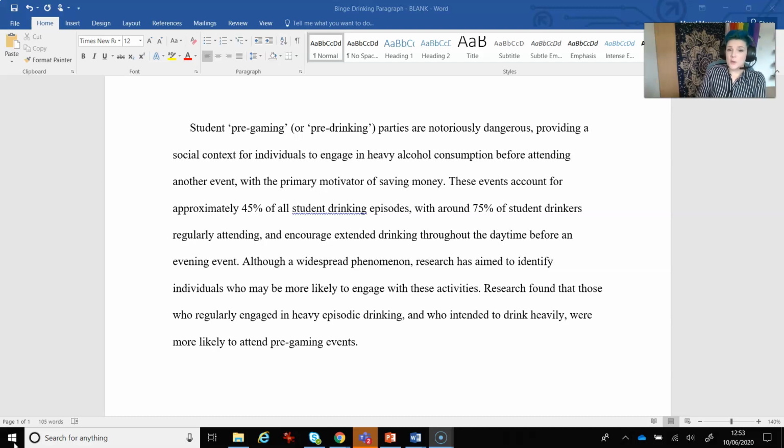Although a widespread phenomenon, researchers aim to identify individuals who may be more likely to engage with these activities. Research found that those who regularly engage in heavy episodic drinking and who intended to drink heavily were more likely to attend pre-gaming events. Now, there are several areas in this paragraph where we would expect there to be in-text citations pointing the reader to academic literature supporting these claims.